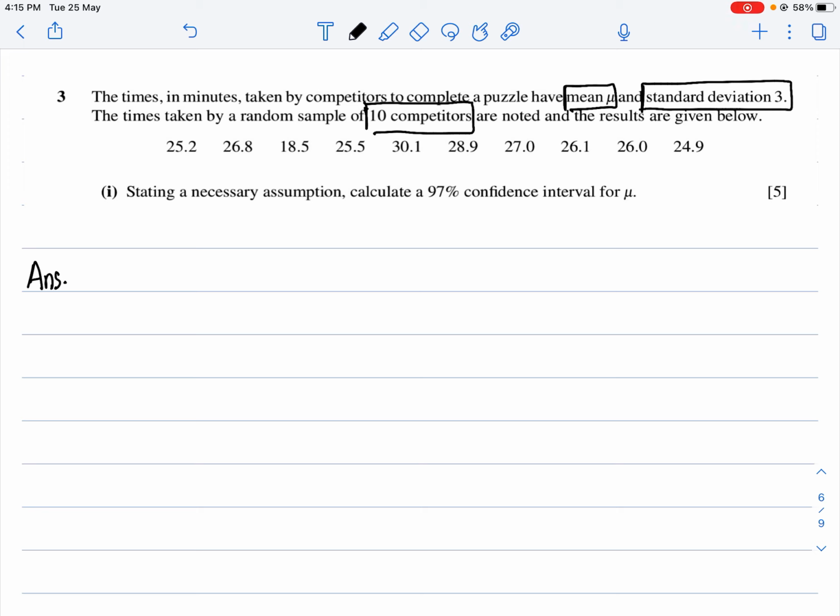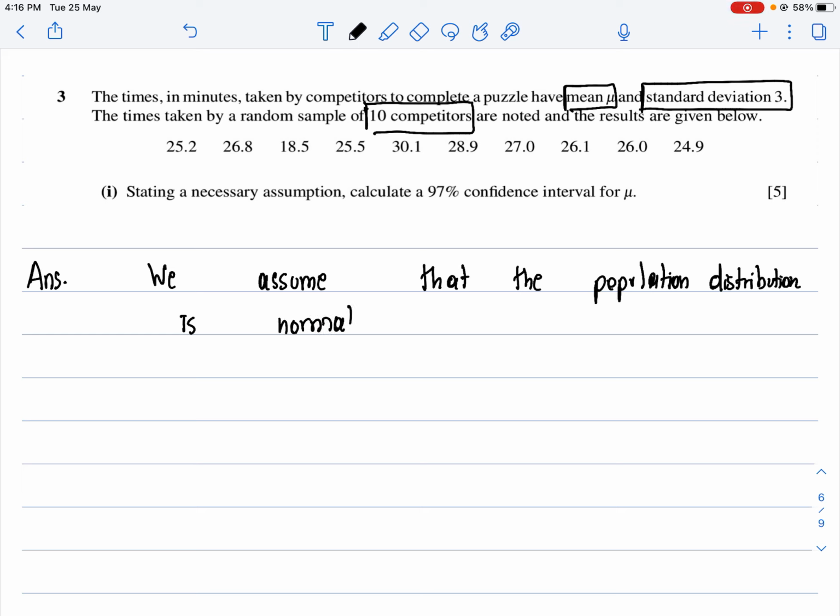So the assumption is, first, we assume that the population distribution is normal. That's because nowhere have they mentioned it, so we need to assume that.